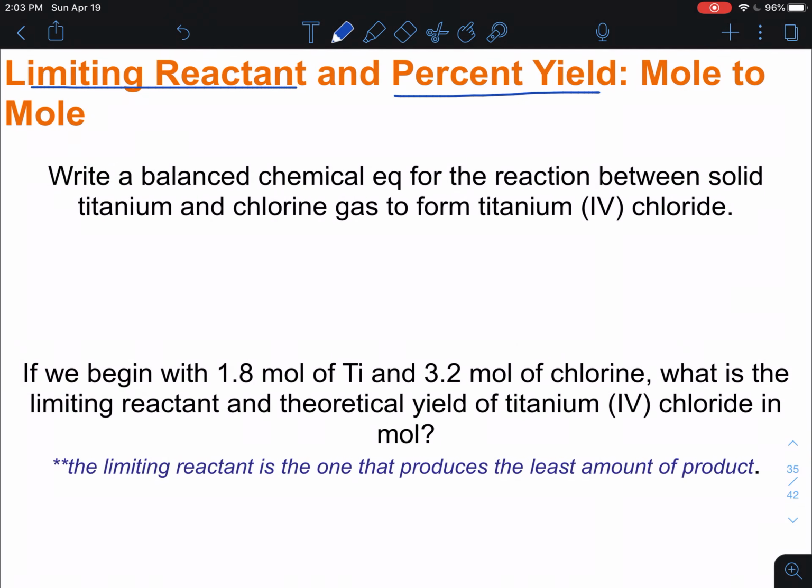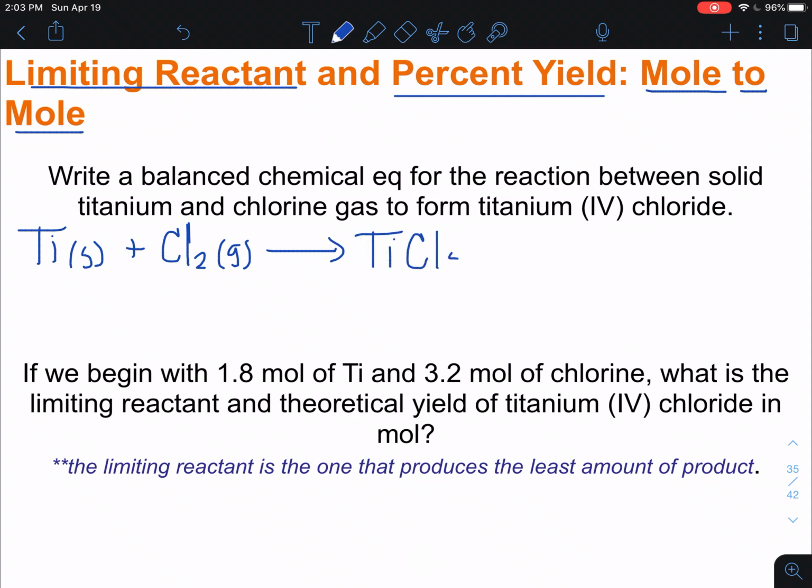All right, so limiting reactant and percent yield, right? That's what we're calculating, but we're doing it mole to mole calculation. All right, so first, write a balanced chemical equation for the reaction between solid titanium and chlorine gas. Chlorine is a diatomic, to form titanium 4 chloride. It's a solid.